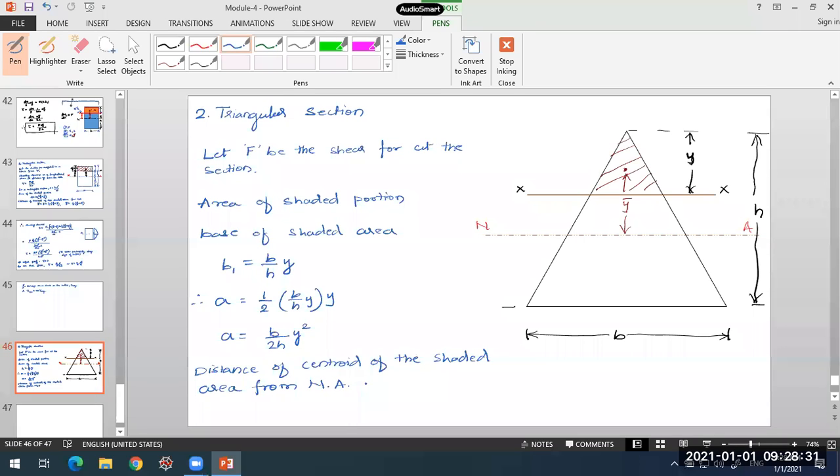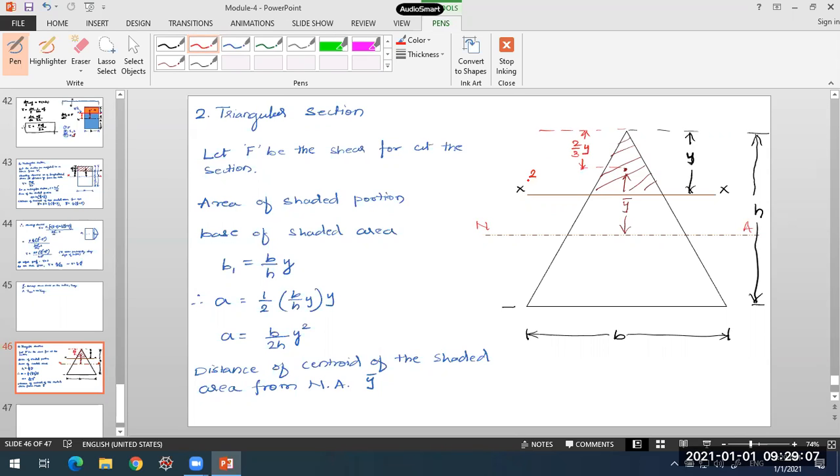Distance of centroid of the shaded area from the neutral axis. We have taken it as y bar. Now how much will be that y bar here? So I need to calculate that y bar. Measured from this apex, this y bar will be 2/3 of y. And what is this distance of neutral axis measured from the apex? So that will be 2/3 of h.